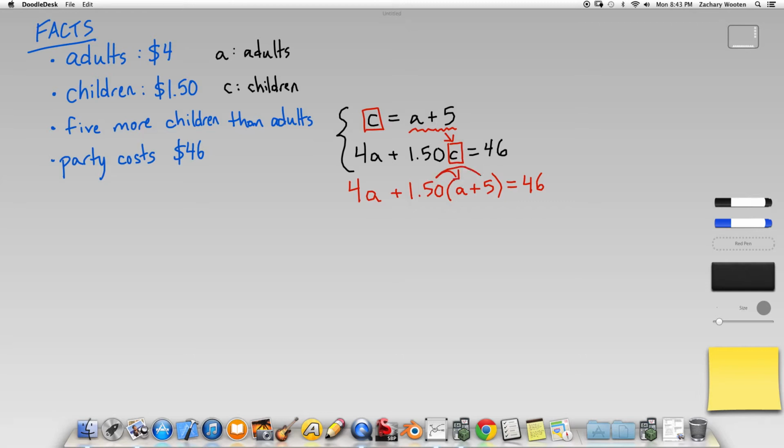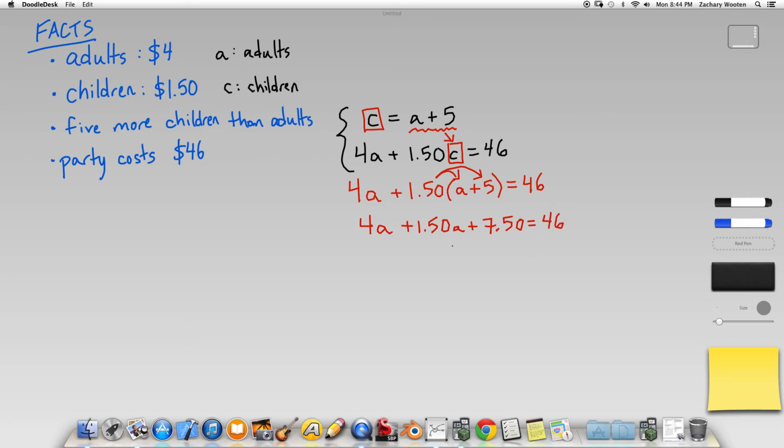Now we just need to simplify this. That means I need to get rid of the parentheses over here. I'm going to bring this 4A down. 1.50 times A is 1.50A plus 1.50 times 5. You could type that in your calculator. I'm going to save you a little time, and that's going to give you 7.50. And all of that is going to equal 46.